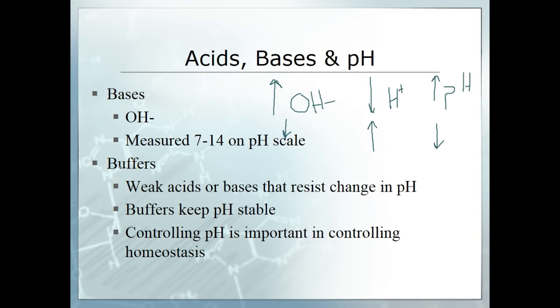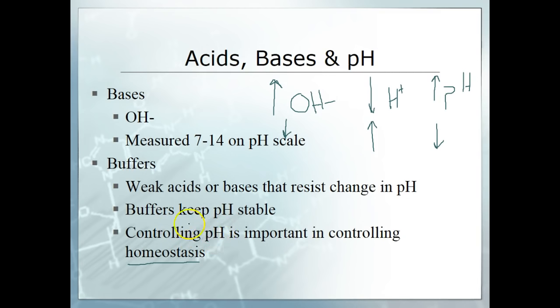Buffers are those weak acids or bases that resist change in pH, meaning they keep your solution stable, or they try to keep it stable, which is really important in maintaining homeostasis. We talked about what homeostasis was. That's maintaining a constant internal condition. Okay. And if you can't resist change in pH, like if you're an organism that finds himself in a really acidic pool of water and you can't control the pH in your blood or in your body using buffers, you're going to be in trouble.